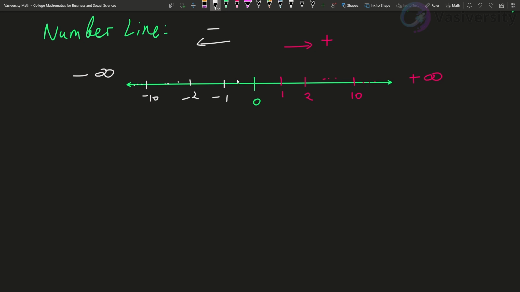And for example, between 1 and 0, we have an infinite amount of numbers, because we can have all of the fractions between negative 1 and 0, all of the decimals, all of the irrationals, all of the rationals, all of the numbers between them.